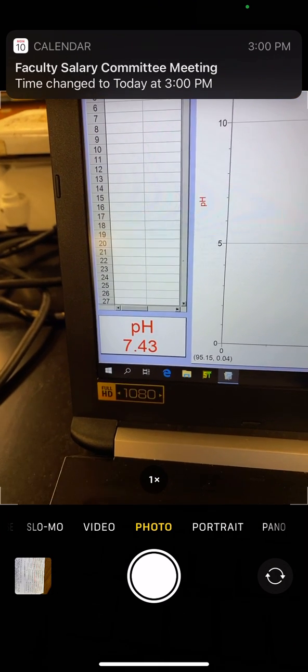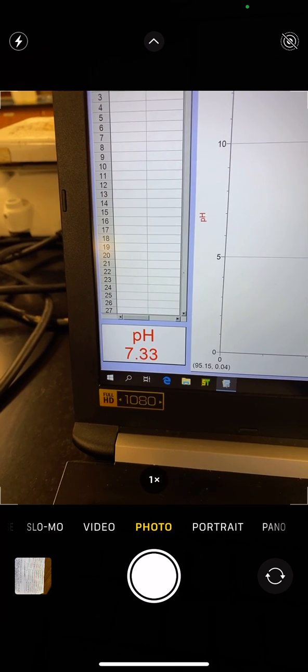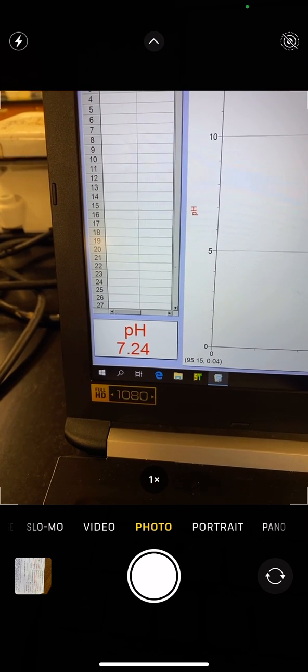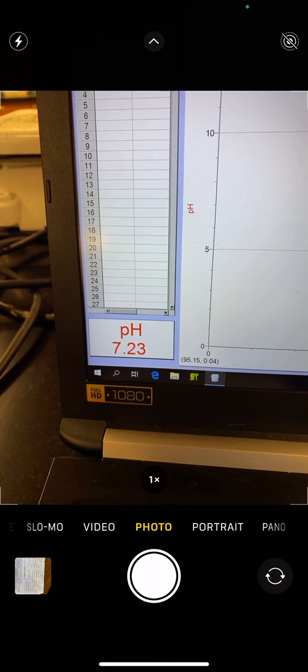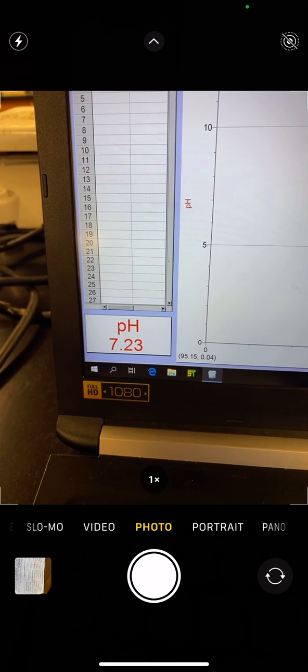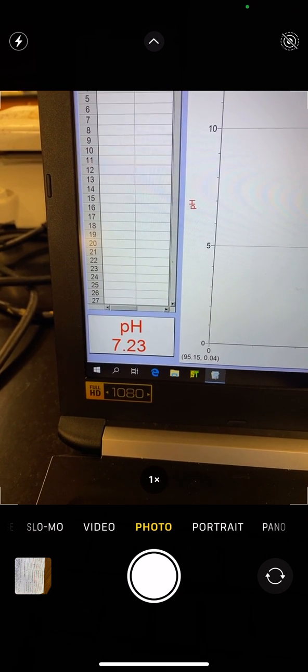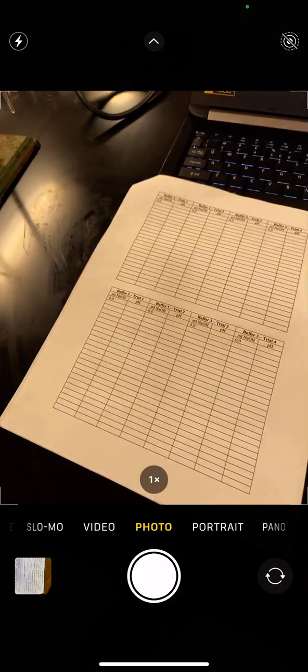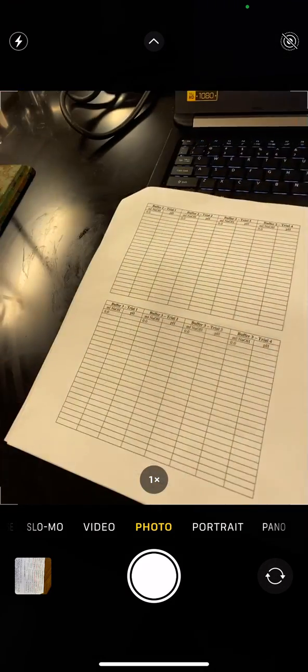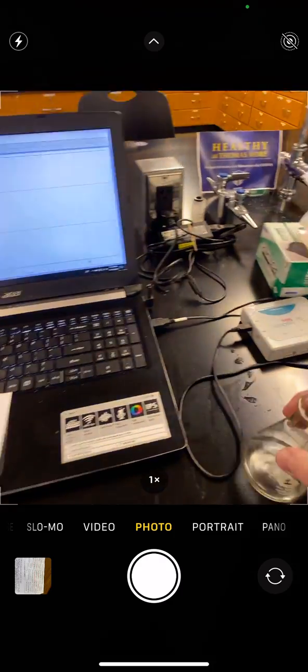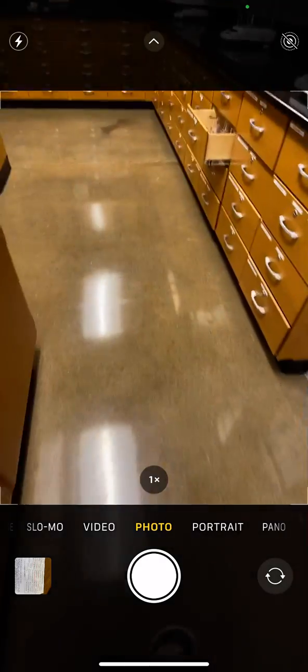We're at 7 point. Yeah, so it starts to get unstable. The pH does as we get out of the buffer range. So we're at, I'm just going to say 7.23. 7.23. So we're done with the second solution. So we'll set that one aside, the second buffer.